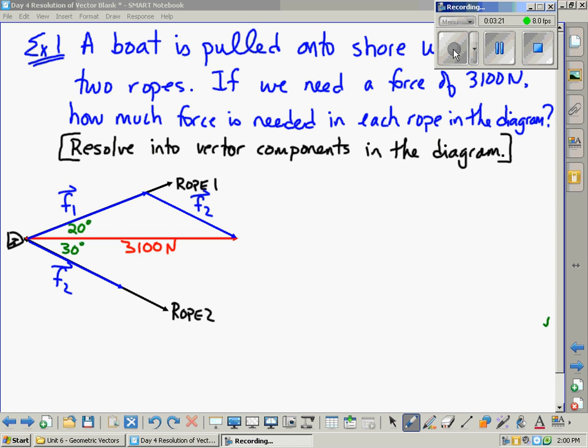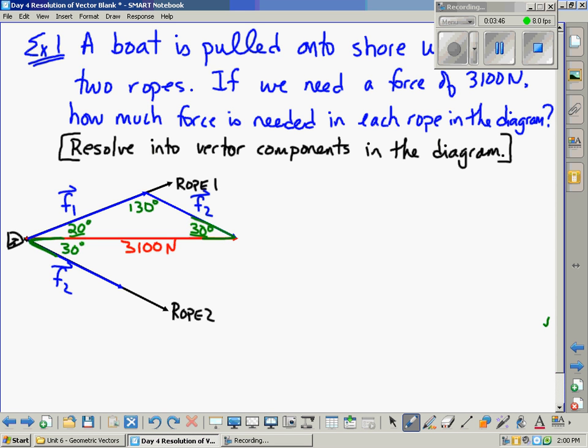I got the 20 here, that's easy. But you notice the 30 is right here. Well, I can use my Z pattern and go this and this to get that this is 30. And then, of course, 20 and 30 equals 50, subtracted from 180, makes this angle 130 degrees.